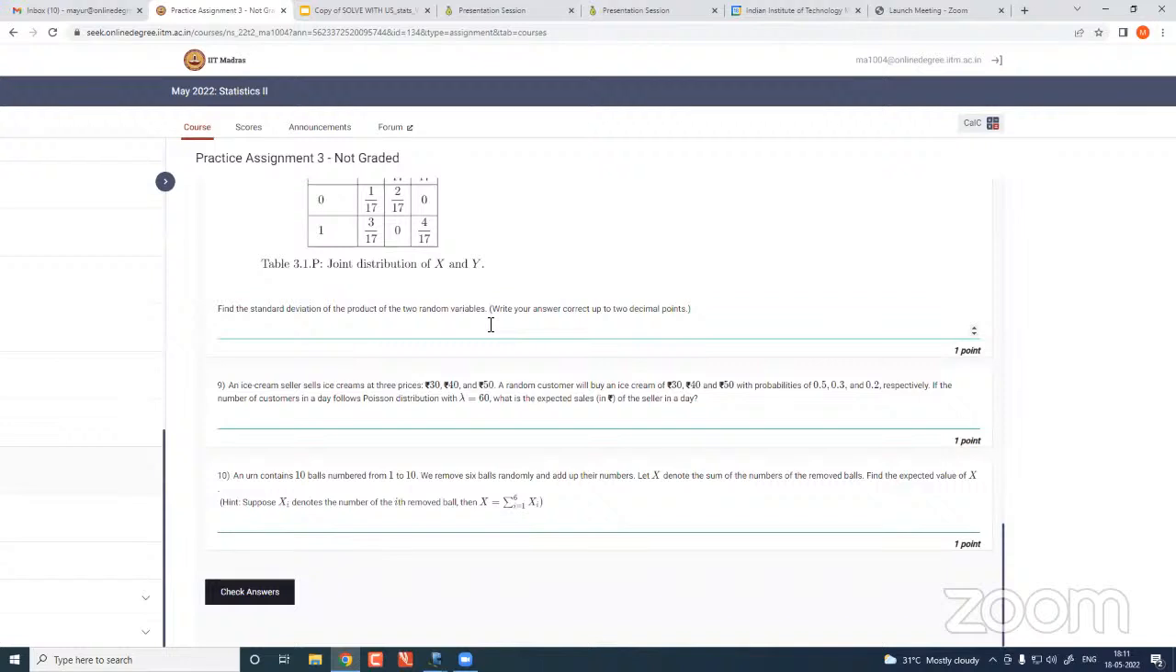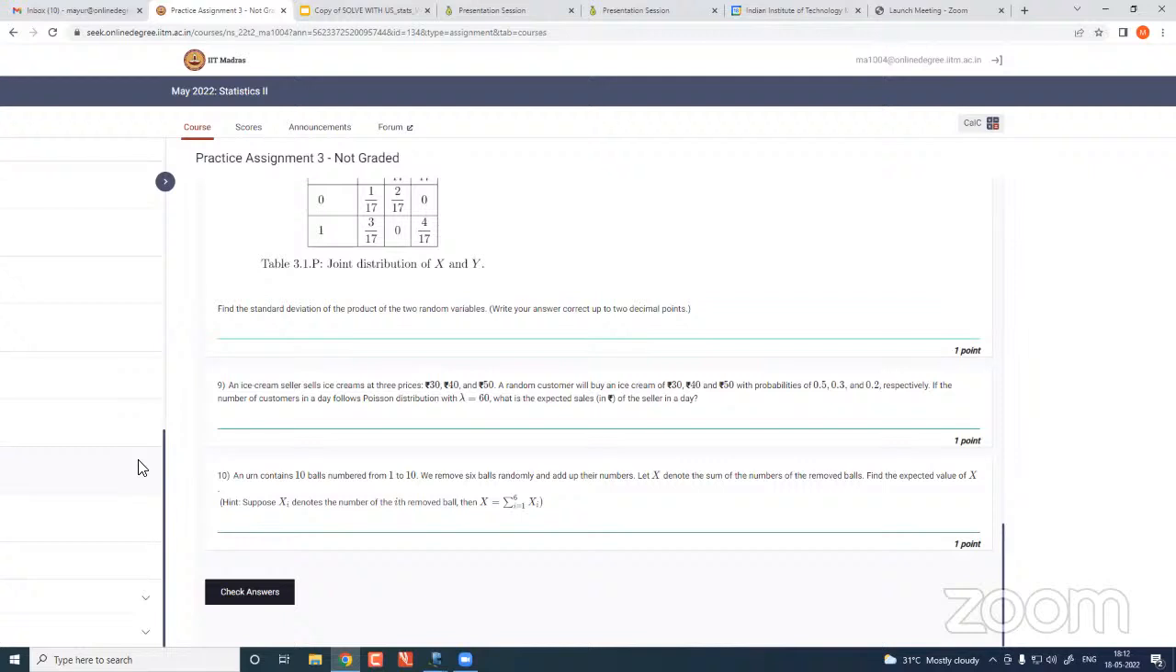An urn contains 10 balls numbered from 1 to 10. We remove 6 balls randomly and add up their numbers. Let X denote the sum of the numbers of the balls removed. Find the expected value of X. So what can we do? X is the sum of numbers of 6 random balls.